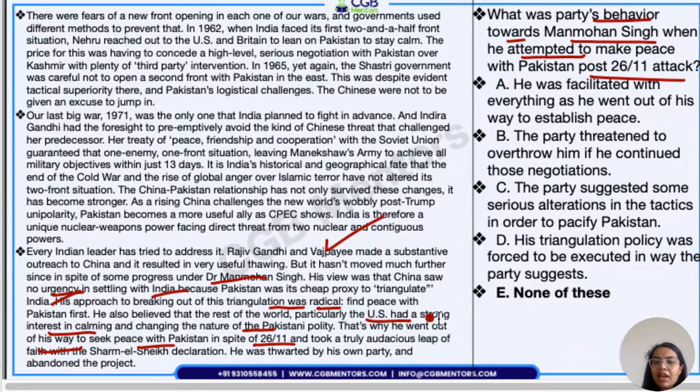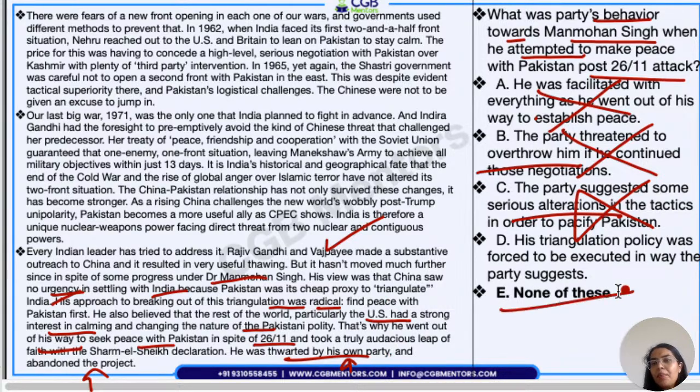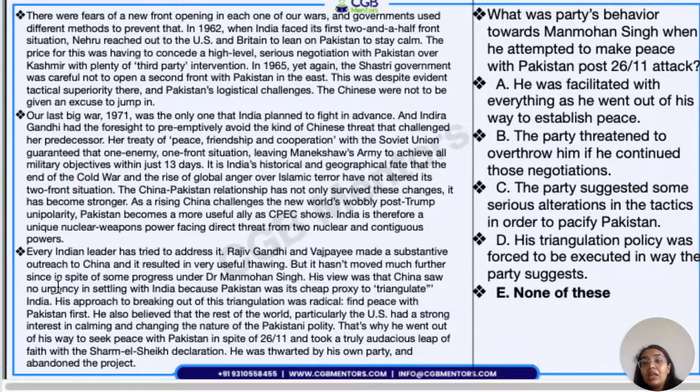So this was the kind of leap of faith that he had. He was facilitated with everything he went. The party's behavior is not mentioned anywhere directly. What he did, he was thwarted by his own party, it is written, and abandoned the project. That means the party stopped him. So, was he facilitated with everything? No. Did the party threaten to overthrow him? That is extreme. Did the party suggest some serious alterations? No, he was stopped by the party basically. Stopping him for that particular project is not clearly given in any of the options, so your answer was E.